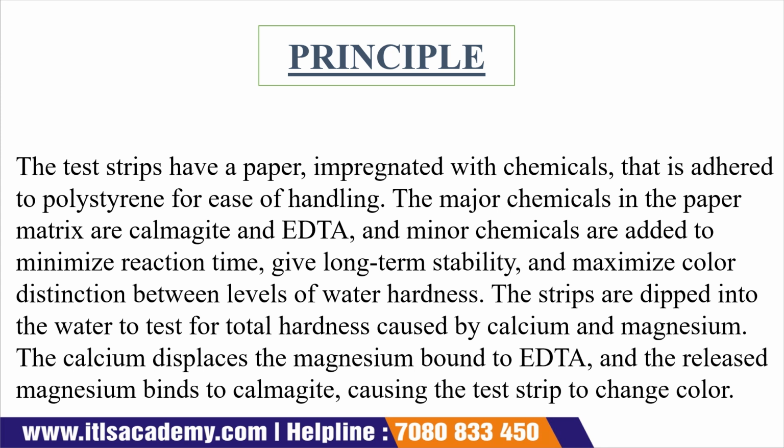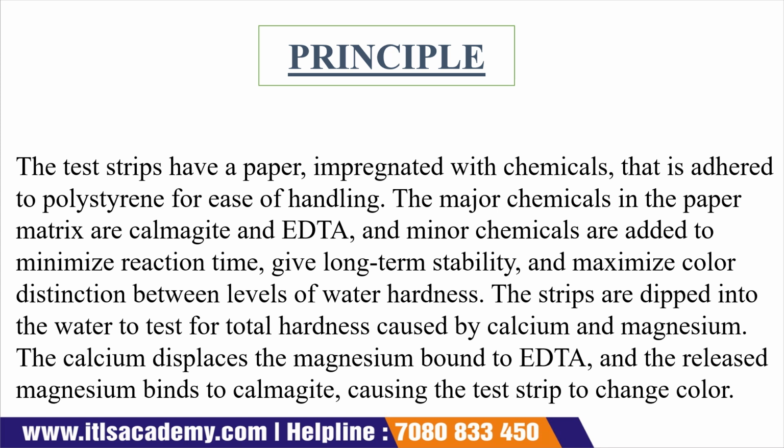The test strips that we use in this experiment are made of paper mixed with a chemical, and adhered to a polystyrene. The major chemicals present in the matrix of the paper are calmagite and EDTA. Along with these major chemicals, some minor chemicals are also added so that the reaction time is minimized. They also give long-term stability and maximize the distinction between the levels of water hardness by giving different colors.